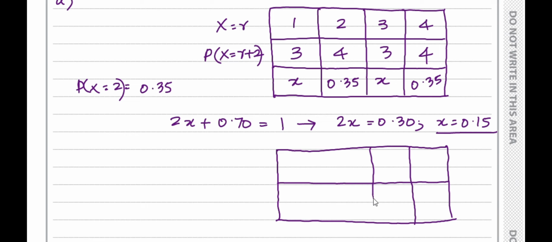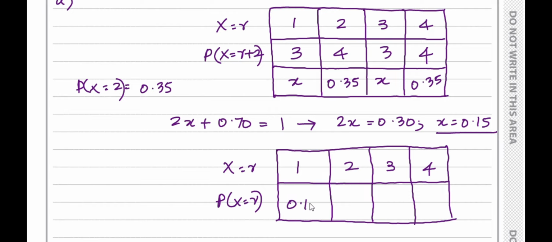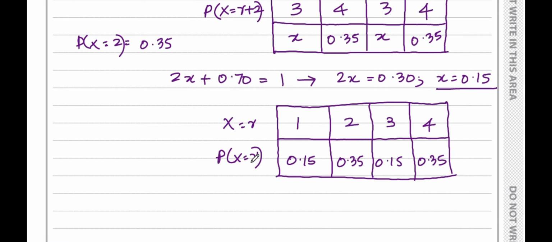That's for 4, this is for 3, and this is for 2, and this is for 1. So X equal to r: 1, 2, 3, and 4, and then probability of X being equal to r is equal to 0.15, 0.35 it's given, 0.15 we found out, and then 0.35 is also the same as probability of 2. Okay, right. So all good.